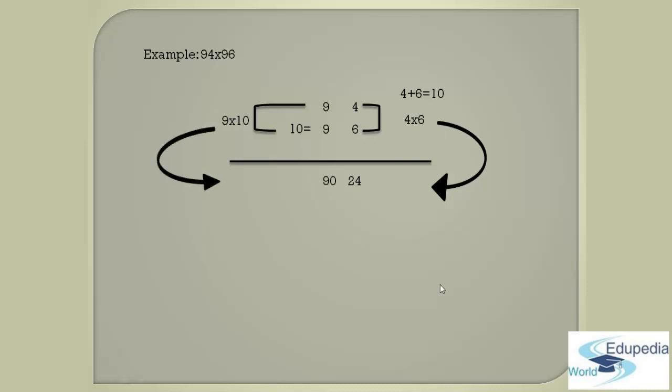Now if you club both these two products, no doubt it becomes the final result for the multiplication of the numbers 94 and 96. So therefore you can say that 94 into 96 is equal to 9024.